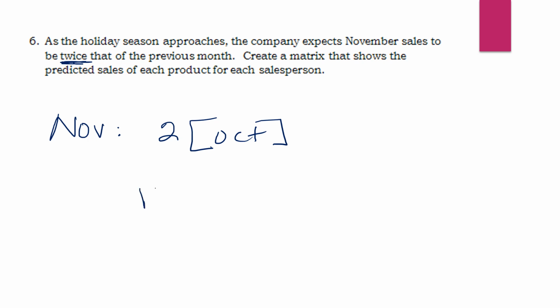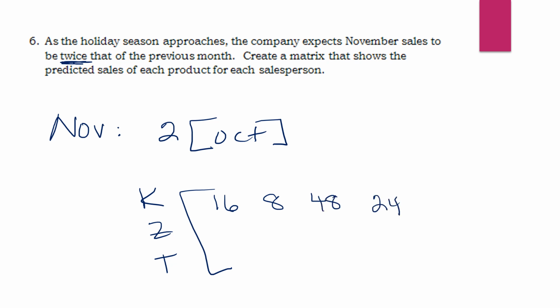So for Keys, Zhang, and Troy, looking at their data, in October, Keys had 8 packages of nuts, so if I double that I get 16. He had 4 of the jerky, so that would be 8. 24 jars of jam, so that would be 48. 12 snack packs would give me 24. 8 gift packs would give me 16 if I double it, and 36 family packs doubles to be 72. So he did a really great job.